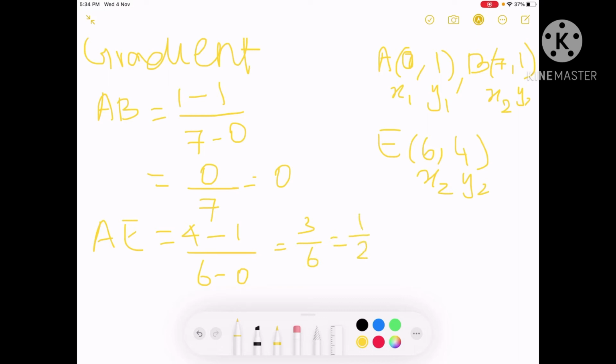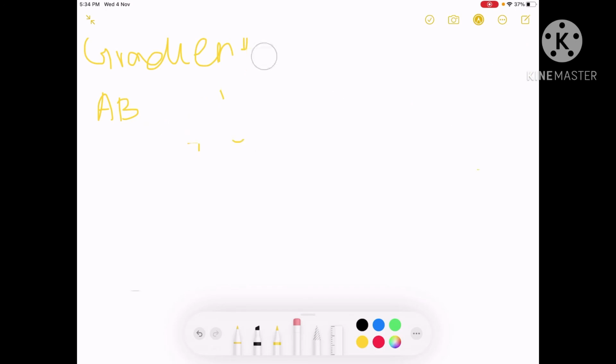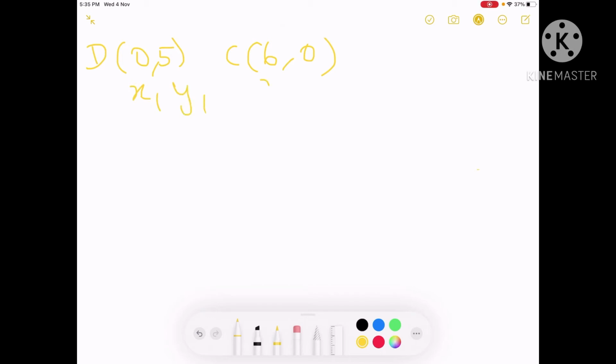The third gradient is DC. So DC, let's start the new page. D value is D of (0, 5) and then C value is (6, 0). So this one is the x1 value, this one is the y1 value, this one is the x2 value, and that one is the y2 value.